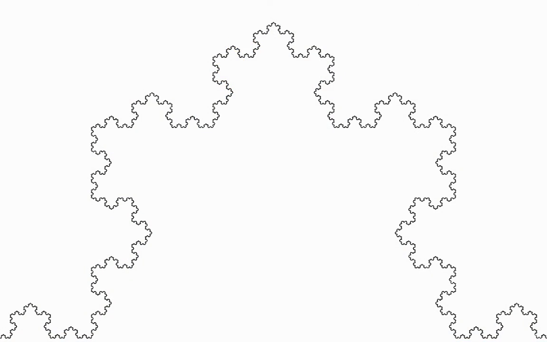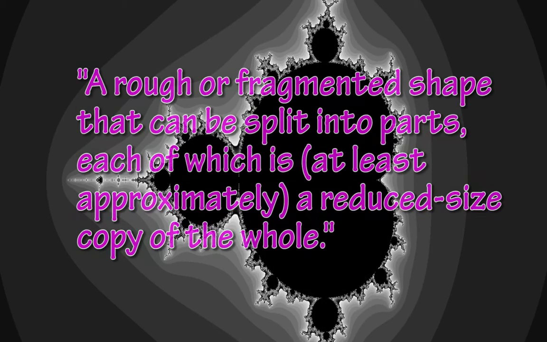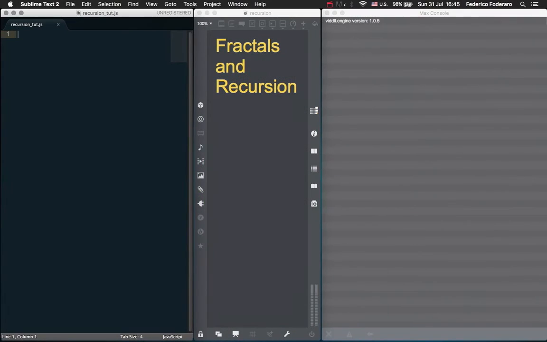According to the definition of the creator of fractals, Mandelbrot, a fractal is a rough or fragmented shape that can be split into parts, each of which is, at least approximately, a reduced size copy of the whole. So every part of this shape is going to look like the whole thing, no matter how much you zoom in. This is always theoretically speaking.